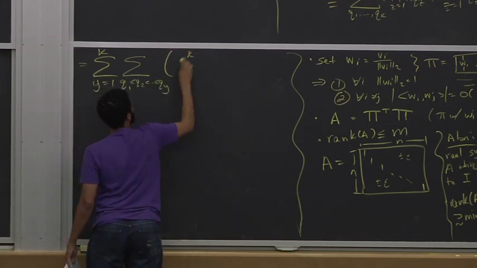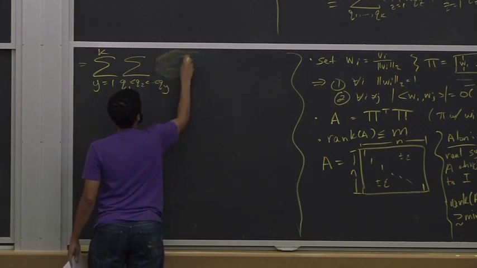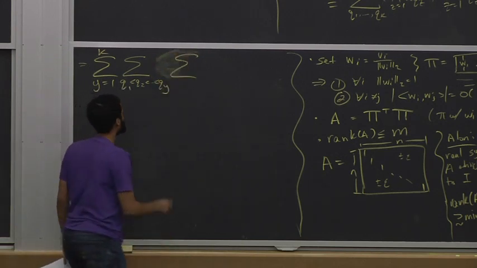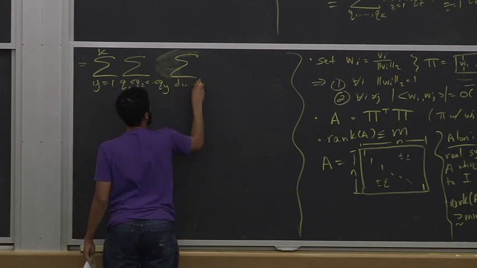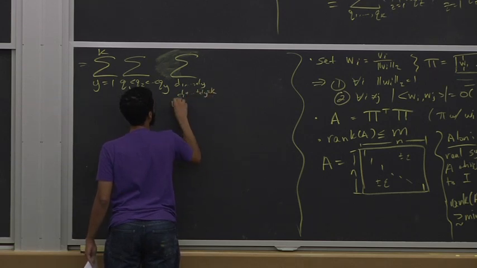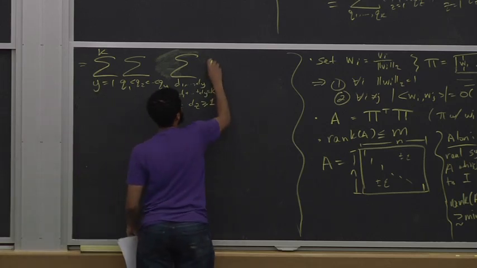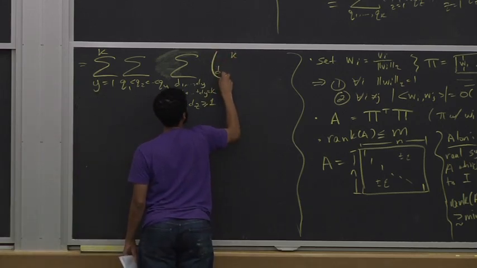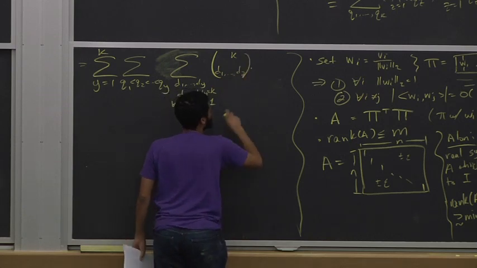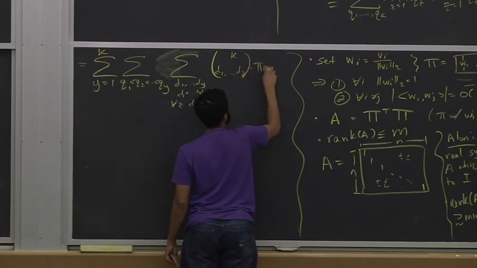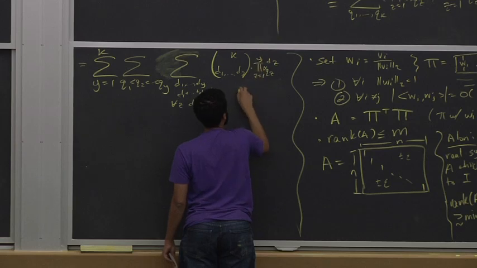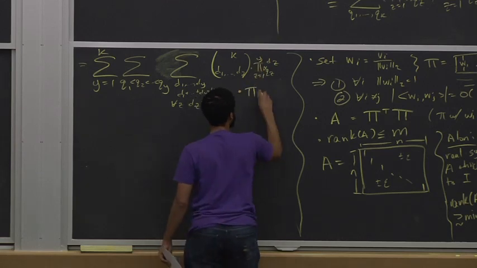Here you'll have some multinomial. Let's also sum over how many of each we take. So sum over d1 up to dy, such that d1 plus ... plus dy is equal to k, and for all z, dz is at least 1. Basically, these are the exponents of the q's. How many times did we take each q? And then there's some multinomial coefficient, which is k choose d1 up to dy, times some product of some alphas, times a product of t's.